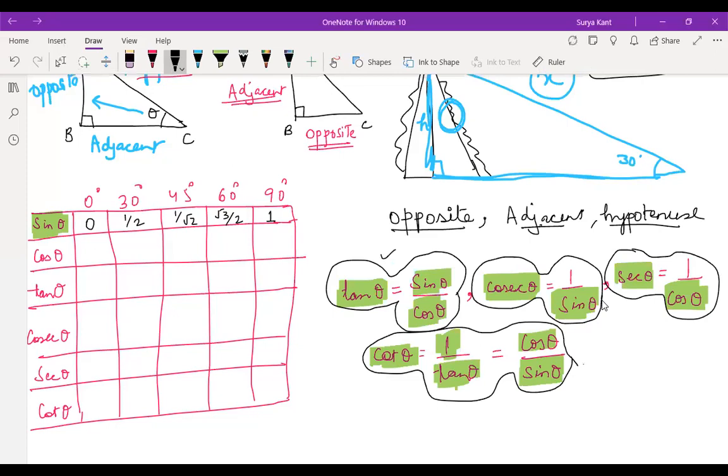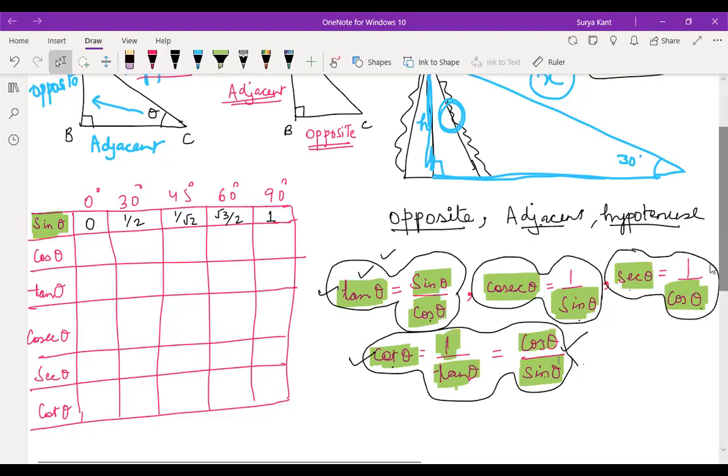Tan theta is the ratio of sine theta by cos theta. Cosec theta is the reciprocal of sine theta. Sec theta is the reciprocal of cos theta. Cot theta is the reciprocal of tan theta, or you can write cos theta by sine theta, because tan theta is sine theta by cos theta. So cot theta is equal to cos theta by sine theta.